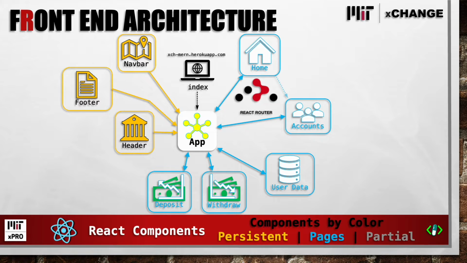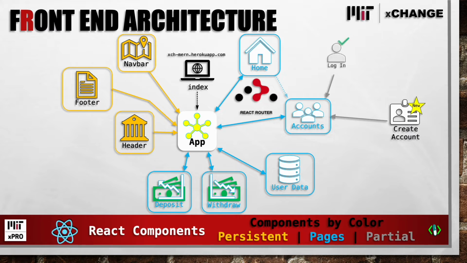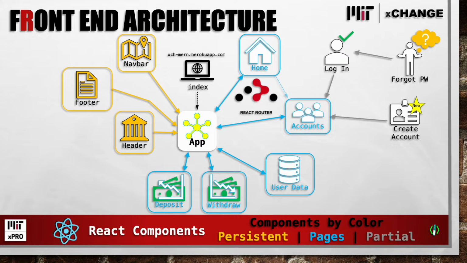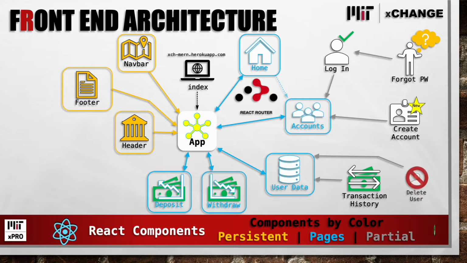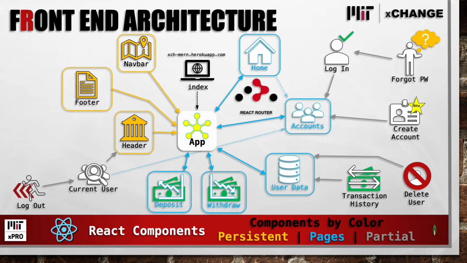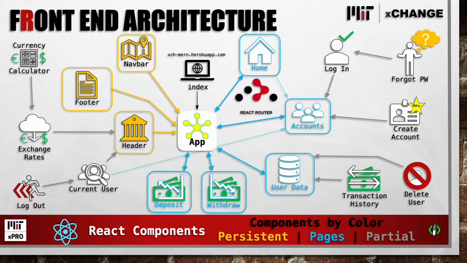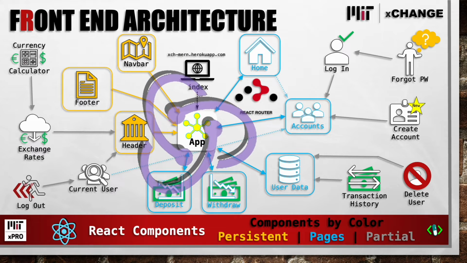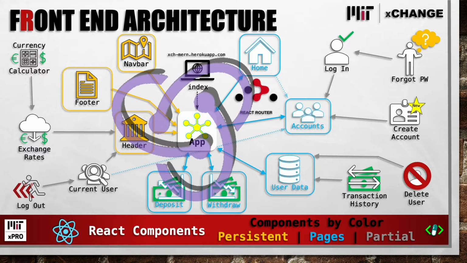We have partial components on the accounts page to create an account, log in, or change your password. And on the user data page, we have partials for our transaction history and to delete the user. In our header component, we have partials for the current user as well as logging out. And finally, we have the currency exchange rates and currency calculator partial components also going to the header component. Redux is used for state management across all the aforementioned React components.